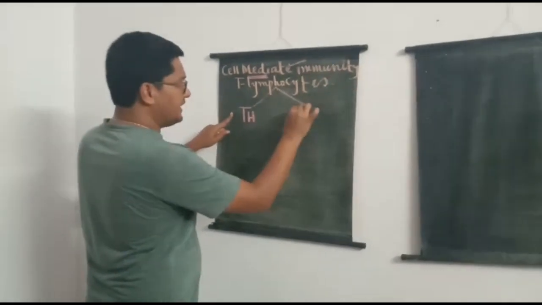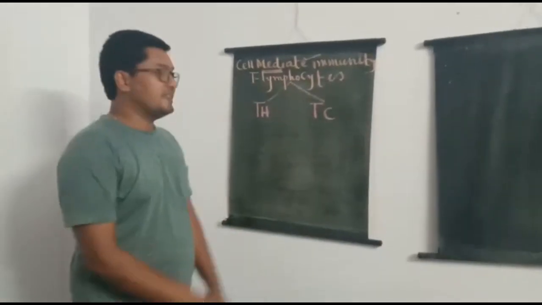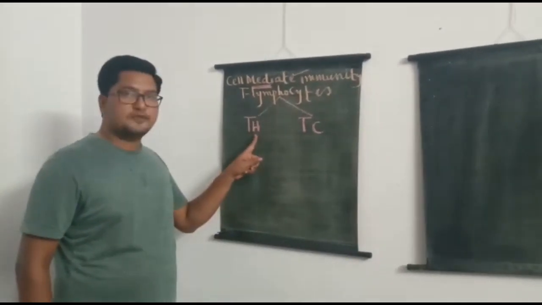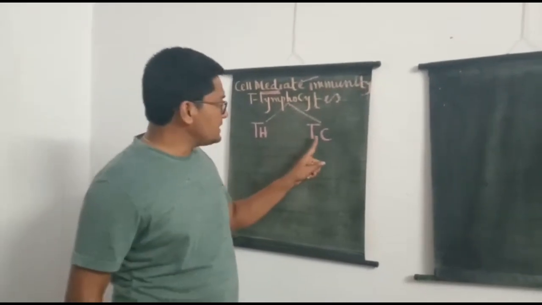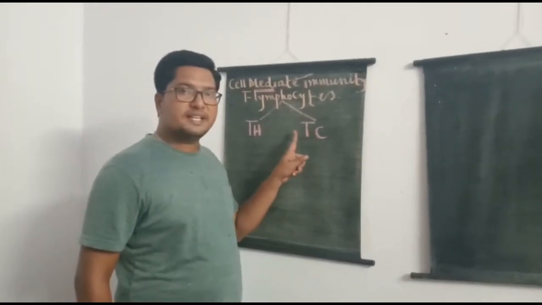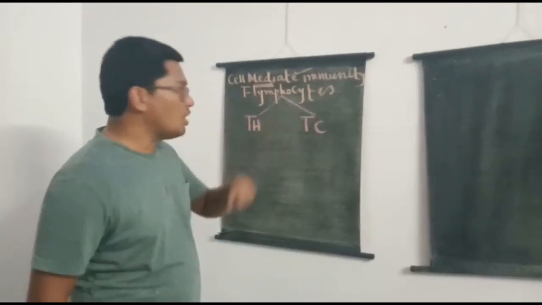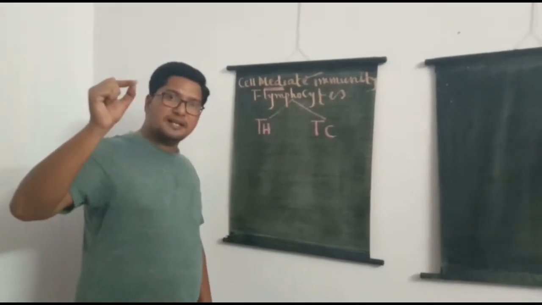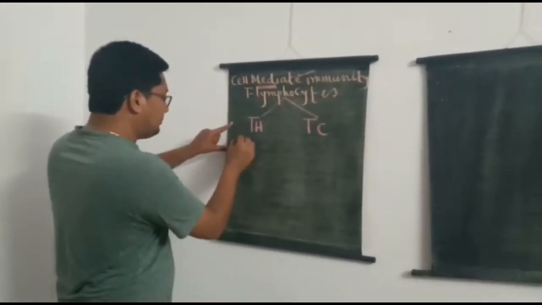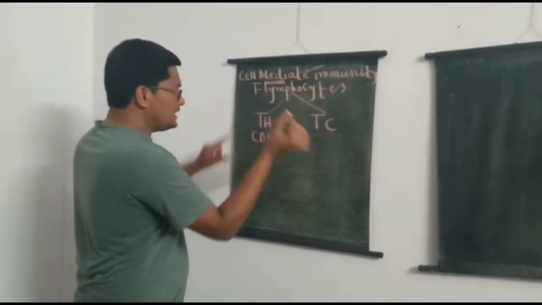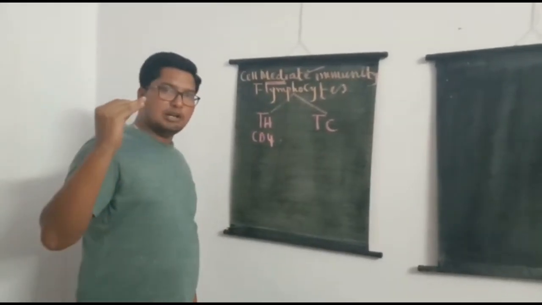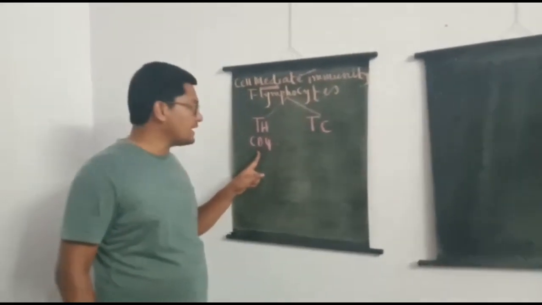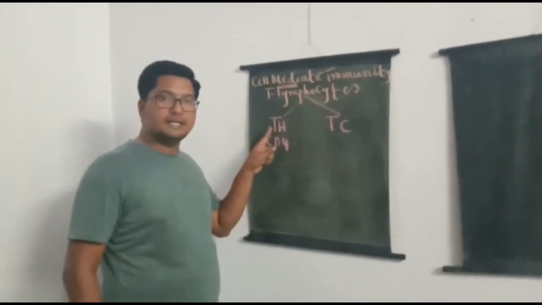Now when we go into the details, T lymphocytes are further classified into two main types, that is Th cells and Tc cells. Th stands for T helper cells, and Tc stands for cytotoxic T cells, and this is based on their function and also on the surface marker present on the cell. The T helper cell is provided with a surface marker called the CD4 marker. That's why T helper cells are also called CD4 cells.